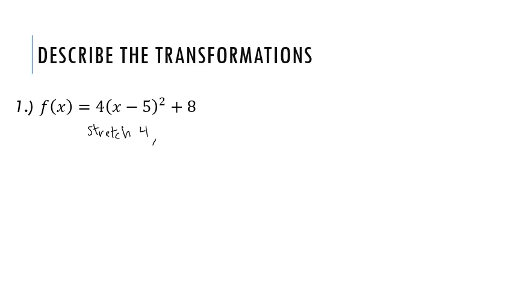So stretch by 4. The x goes left and right, but remember it goes opposite. So if we have a -5, it's right 5. The +8 means up 8, right? This is an x squared, so if we graph this, right 5, up 8. And then stretch 4. So 1, 2, 3, 4, and over 1, and draw your parabola.